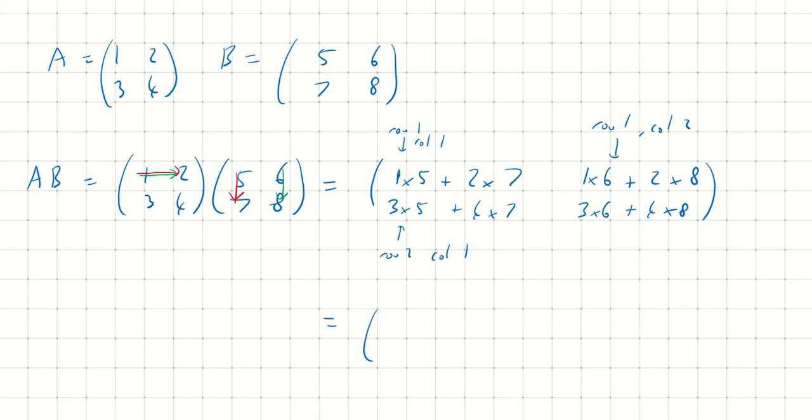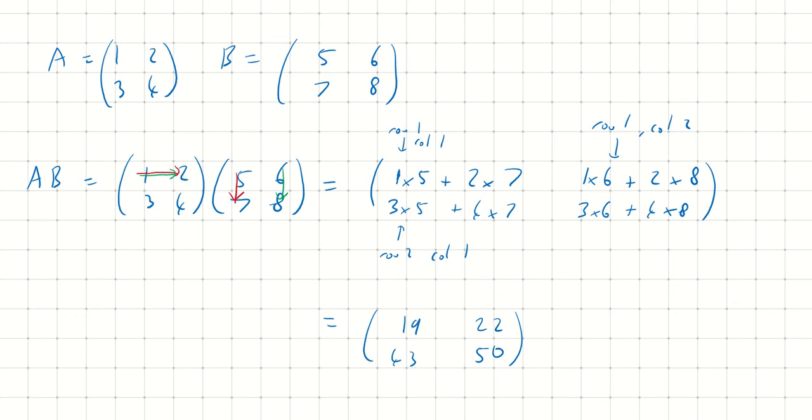So 1 times 5 plus 2 times 7 is 19. 1 times 6 plus 2 times 8 is 22. 3 times 5 plus 4 times 7 is 43. And 3 times 6 plus 4 times 8 is 50. There we go, I've worked out AB: [19, 22; 43, 50].